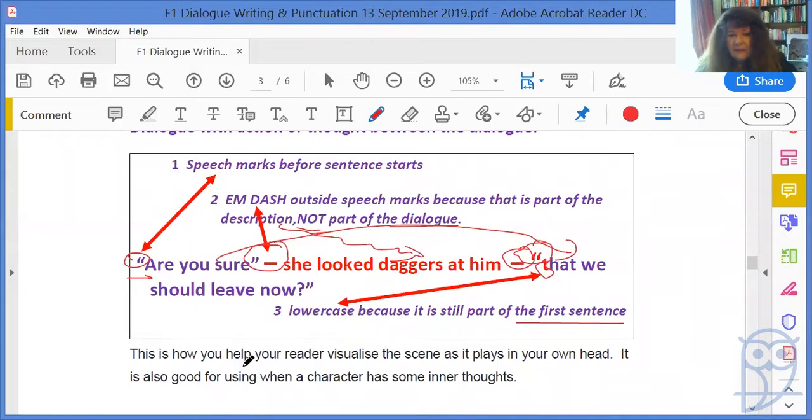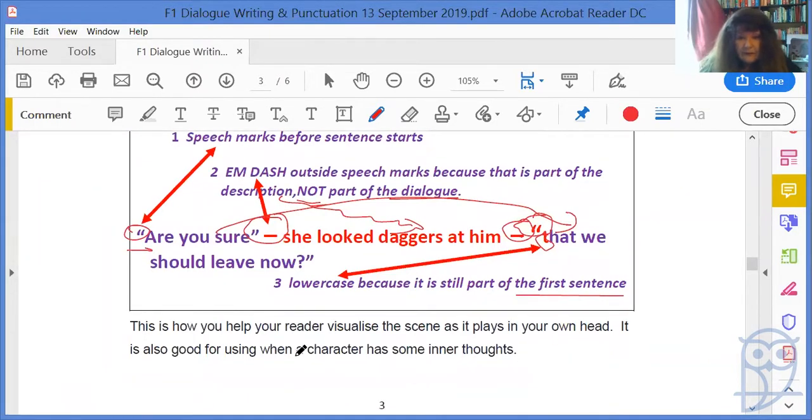Okay, this is how you help your reader visualize the scene as it plays in your own head. You're writing the essay, you visualize what your characters look like and what they say and how they say it, and you've got to try and get that through to your reader. So by using the right vocabulary, it's going to make a big difference rather than "said". "Are you sure," she said, "that we should leave now?" Which one has got a more powerful effect on your imagination or on your visualization? Okay, think about that.